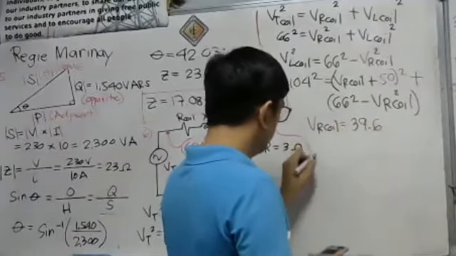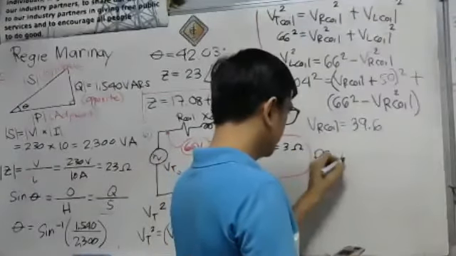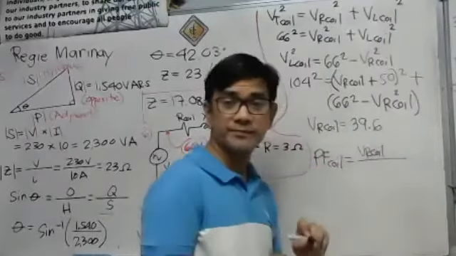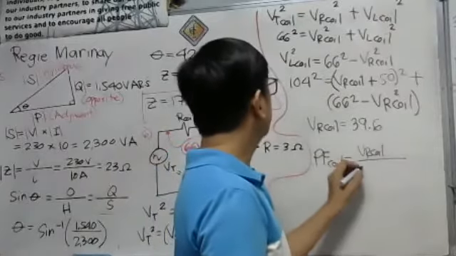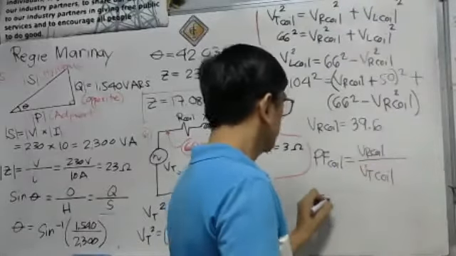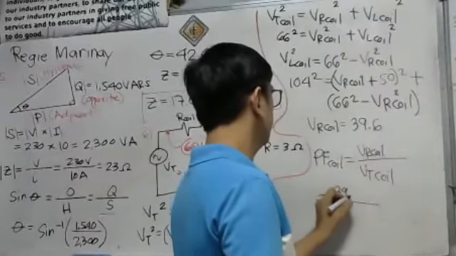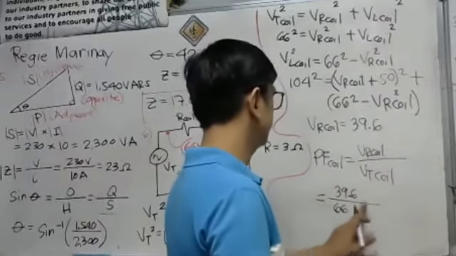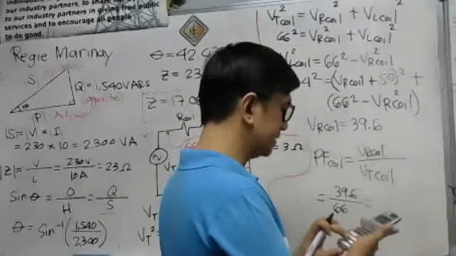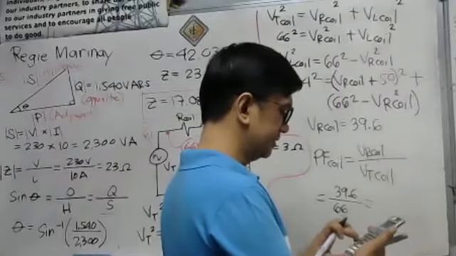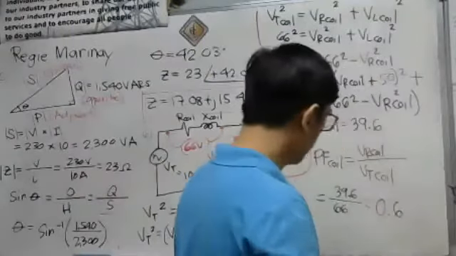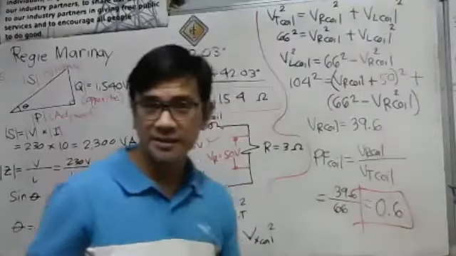39.6. So we are to get the power factor of the coil. That is simply equal to VR of the coil divided by the V total of the coil. So you will come up with 39.6 then divided by 66. So that will be our answer. So 39.6 then divided by 66. So the answer is 0.6. That will be our power factor. Okay? That is our power factor.